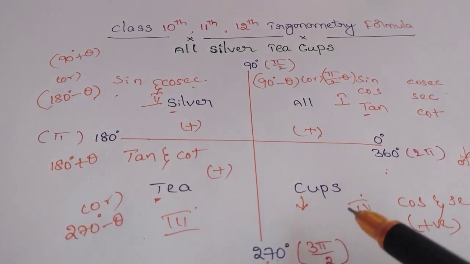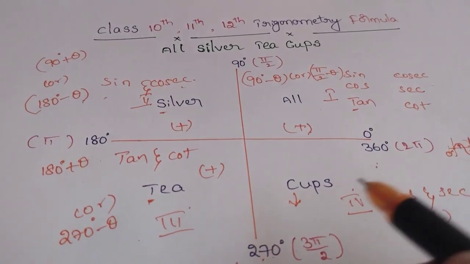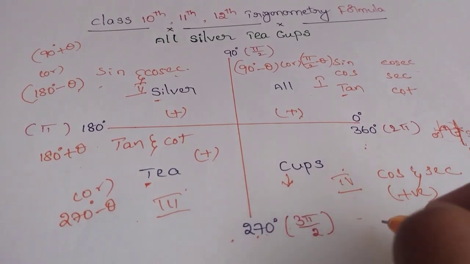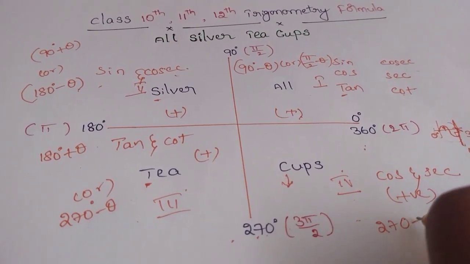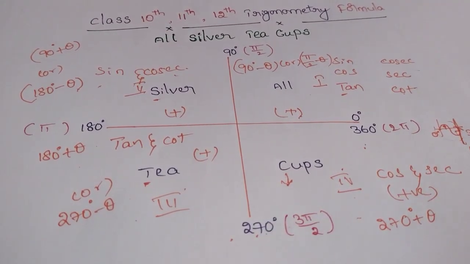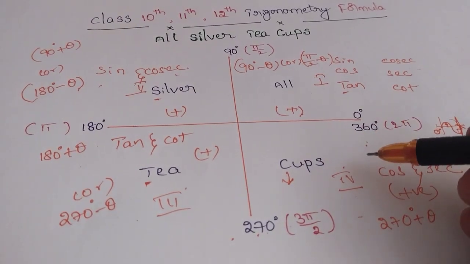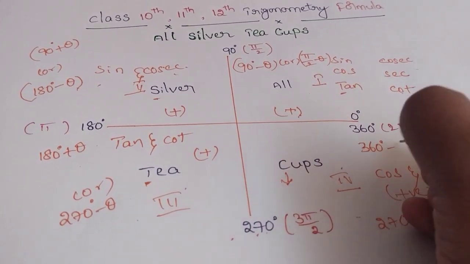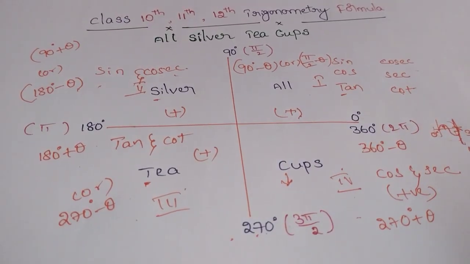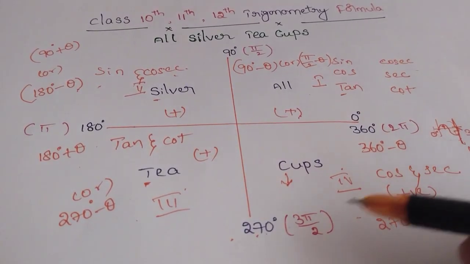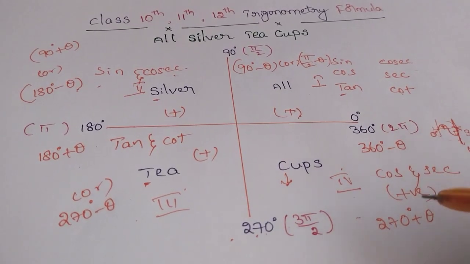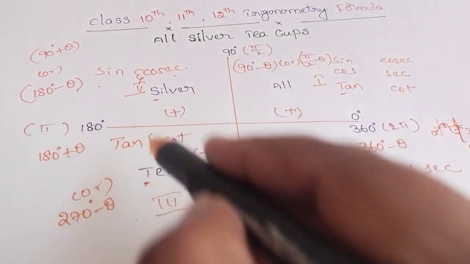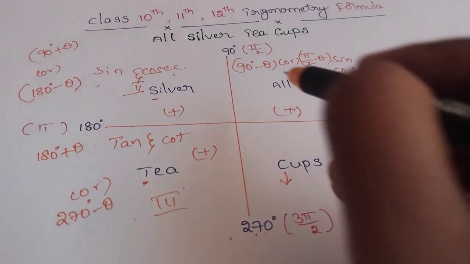Next, fourth quadrant. How can we write this one? After 270. After 270 means 270 plus theta, or before 360. Before 360 is 360 degrees minus theta. So after 270, before 360. So like this we divide these values.